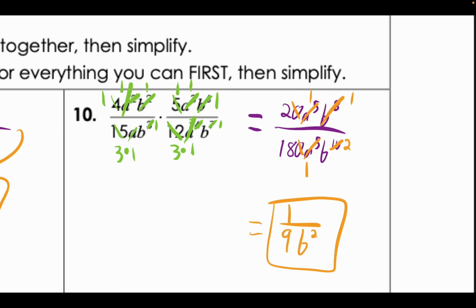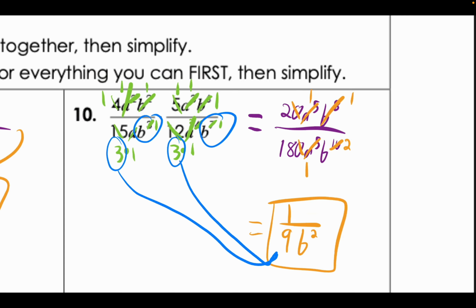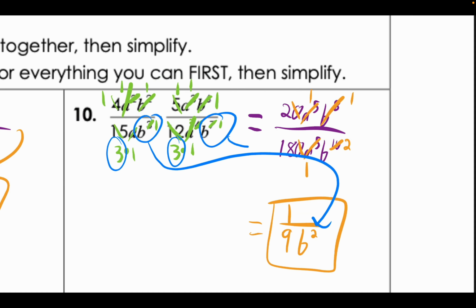I'm going to do this in blue. B to the first, b to the first, 3, and 3. And we see that 3 times 3 ends up giving us the 9. And then the b to the first and b to the first ends up giving us the b squared. And so we get, once again, the exact same result.